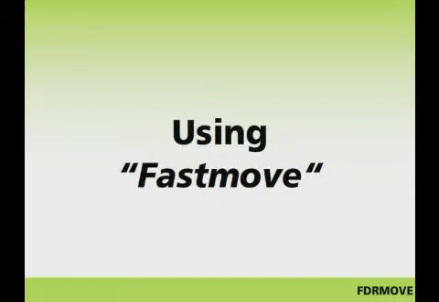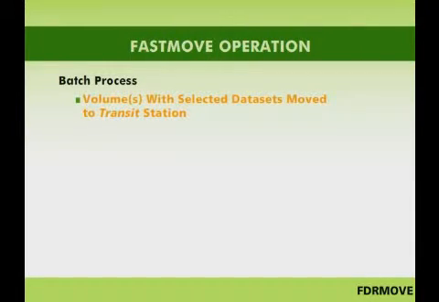Sometimes datasets remain active for very long periods, with only a very short window of opportunity to move these datasets to new disks. If this is the case, then FDRMOVE's FASTMOVE operation lets you move datasets very quickly to new volumes with minimal downtime. The FASTMOVE operation again runs as a batch process, initially calling FDRPAS to move the volumes containing the datasets you want to move to a staging or set of staging volumes called the transit station, designated on the new DASD subsystem.